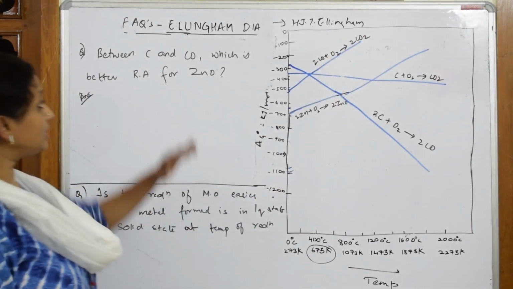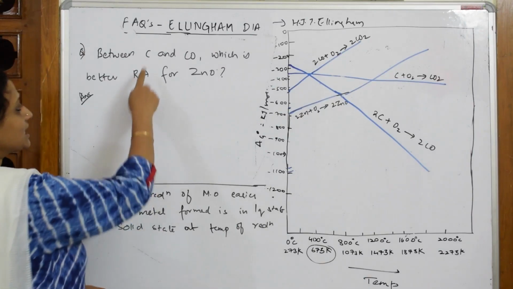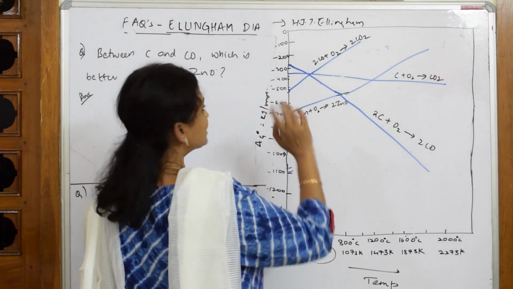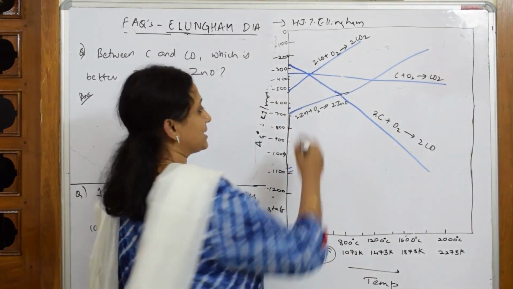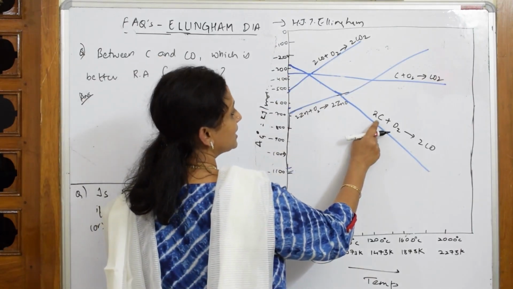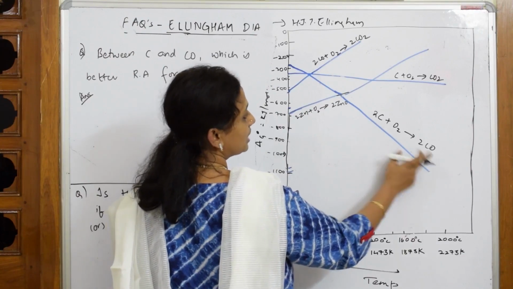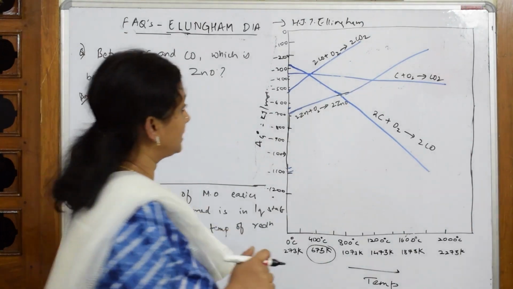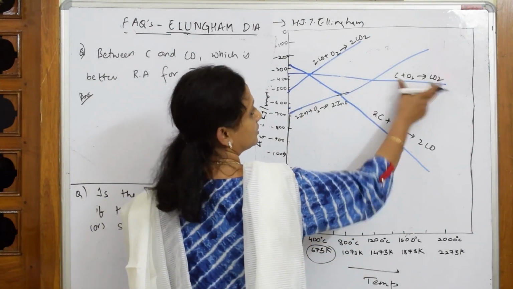But here when they've not given me any temperature, how should I say? Simple. They asked me to compare between C and CO. First let us see for zinc oxide. The zinc oxide line is lying here. Now where is the carbon lying? This is one carbon line, that is carbon to carbon monoxide, or carbon monoxide obtained from carbon. There is one more line of carbon where carbon is converted to carbon dioxide.